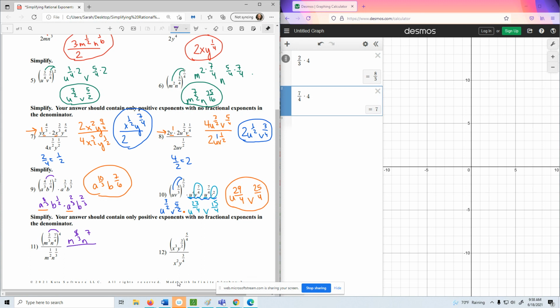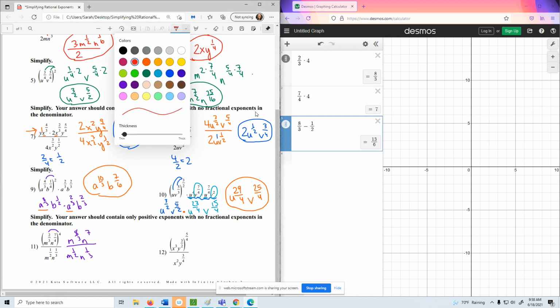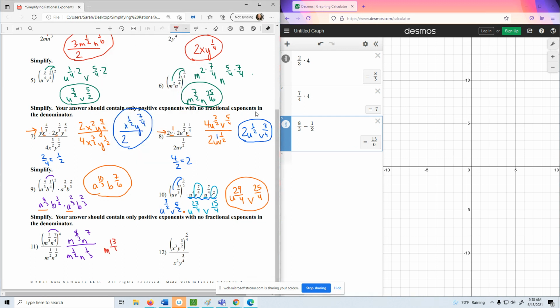I haven't messed with the denominator yet, so I'm going to just leave those the same, kind of copy them down so I don't forget about them. Now I need to subtract top exponent minus bottom exponent. So for m's, 8 over 3 minus 1 over 2. Switch that to a fraction, and I end up with 13 over 6 for my m exponent.